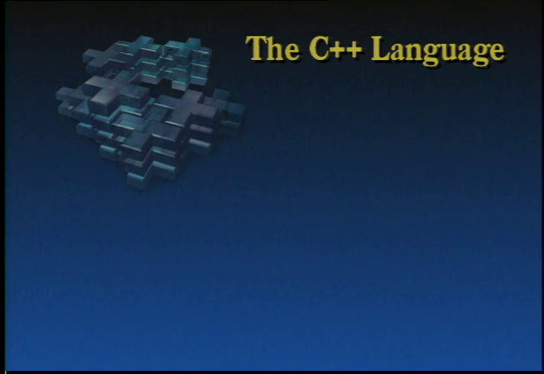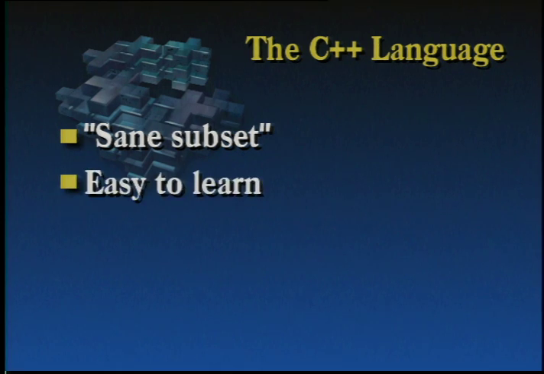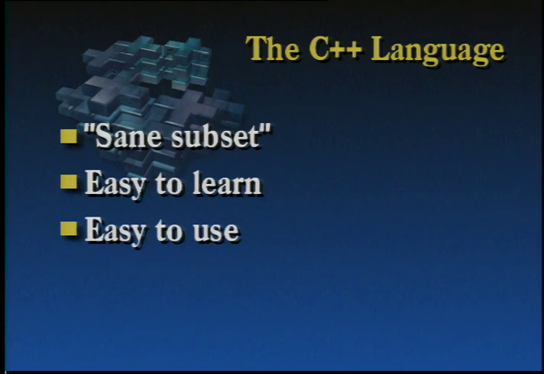So let's start with the C++ language. What we decided to use in MFC is what we call a sane subset of the C++ language. C++ is a very powerful, very feature-filled language. It's also an evolving language, as more and more features get added to the language over time. We decided to start with a simple subset, picked to be easy for people to learn, easy for serious programmers to use to develop their applications, easy for people to read code, as well as easy for people to write code.